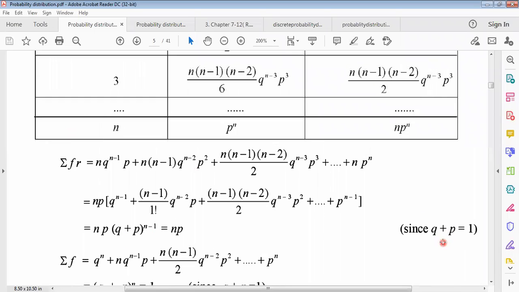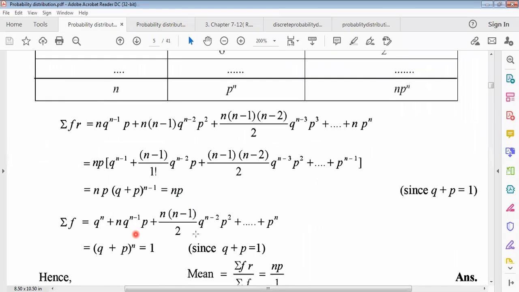But you must know the total of the probability of success and the probability of failure equals 1. p plus q equals 1. This is why 1 to the power n minus 1 will be only 1. So summation fr equals only np. Now, what will summation f be?